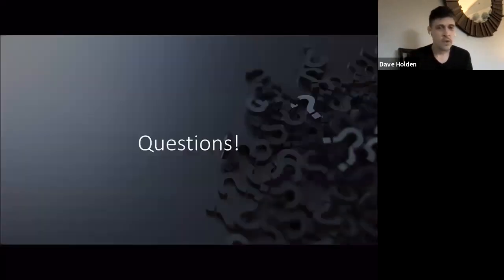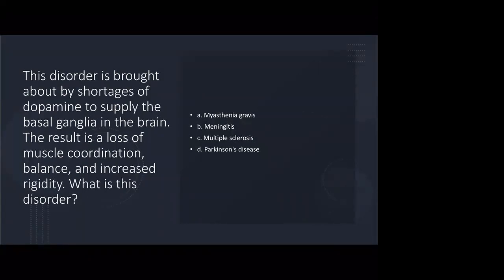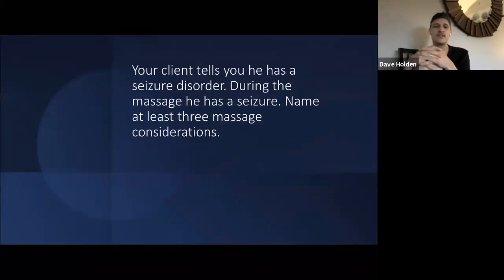Okay. Well, then I have some questions. Which disorder was brought about by shortages of dopamine to supply the basal ganglia in the brain, and the result was a loss of muscle coordination and balance and increased rigidity? Parkinson's. Good job.